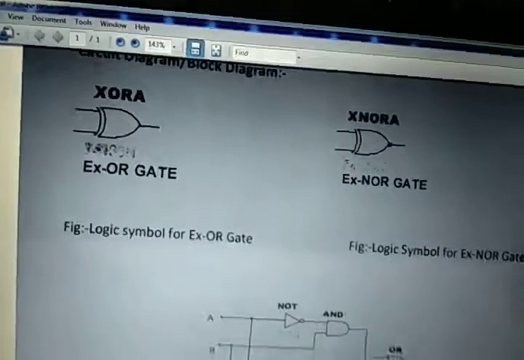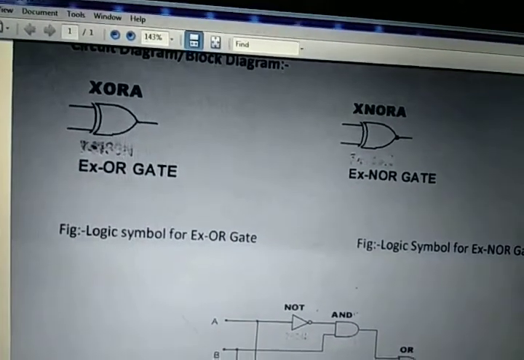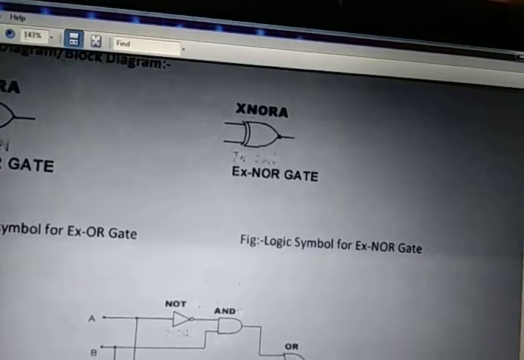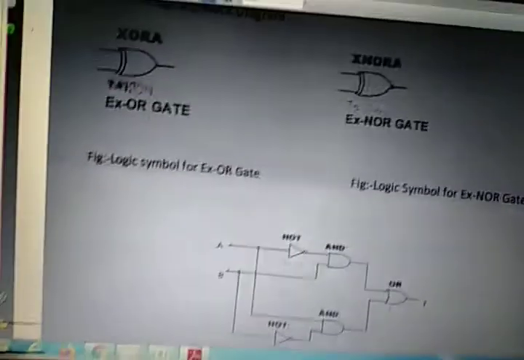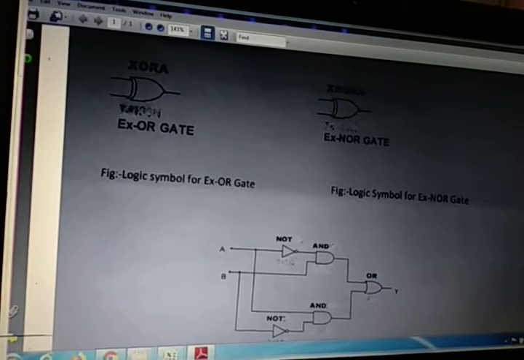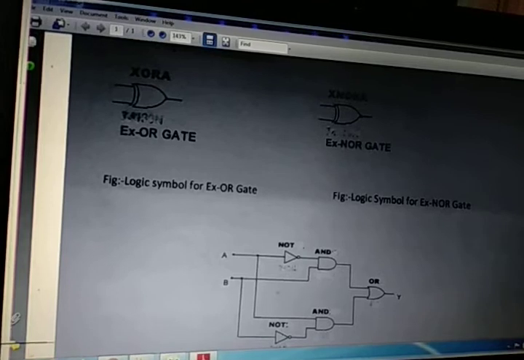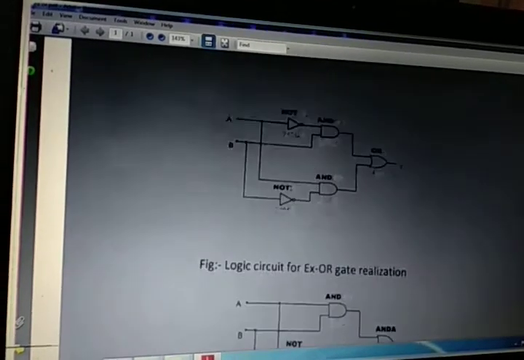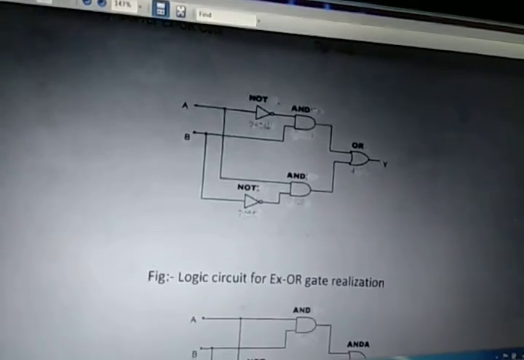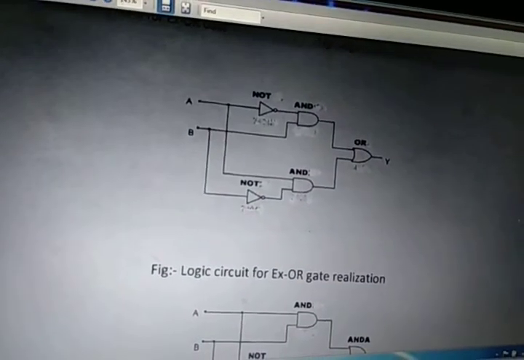So this is basically the logical symbol for XOR gate, and this one is the XNOR gate logical symbol. And this is the circuit diagram for XOR gate realization.